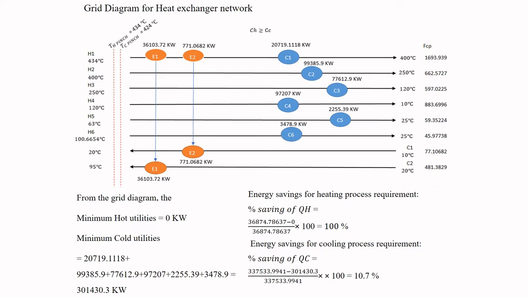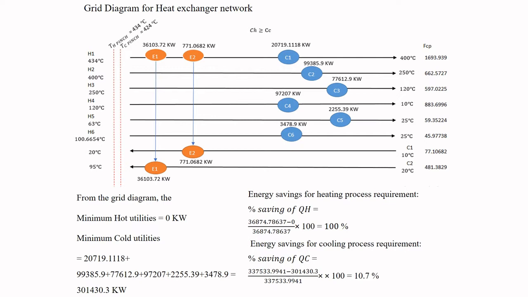Therefore, the first match is done between H1 and C2, since H1 has the higher FCP than C2. Followed by that, another matching is done between H1 and C1 because H1 has enough heat to transfer to C1, which is 771.0682 kilowatt, while the remaining hot streams and H1 as well are cooled using external coolers to achieve desired temperature. Besides, it is also ensured that the temperature of streams after matching does not violate delta T minimum, which is equal to 10 degrees Celsius.